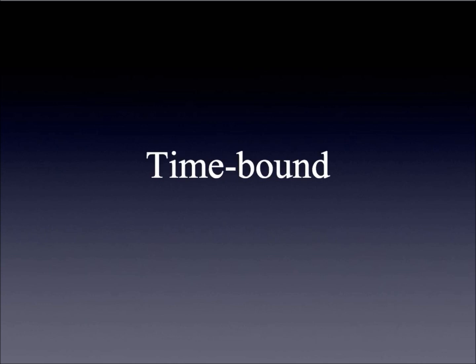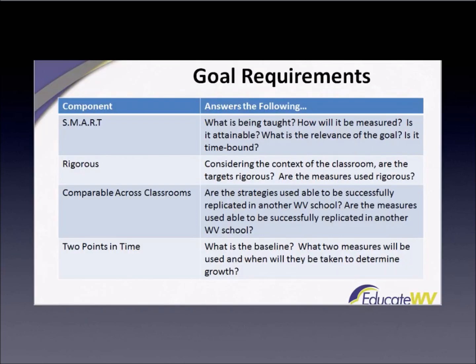Finally, is my goal time-bound? I have to be able to set parameters and say, I'm going to start my work on my student learning goal in the second nine weeks, and we're going to take nine weeks to work on this particular item, and after nine weeks we're going to measure it again and see what percentage of my students demonstrate mastery on that item. Here's a brief overview that you can look at of the requirements for a student learning goal.